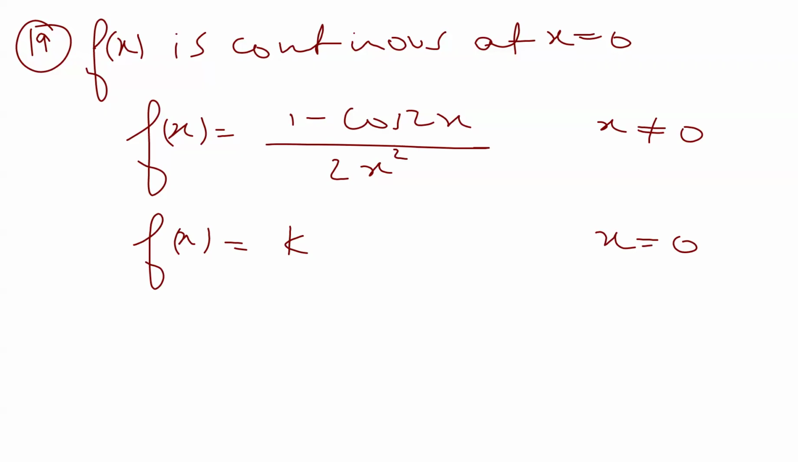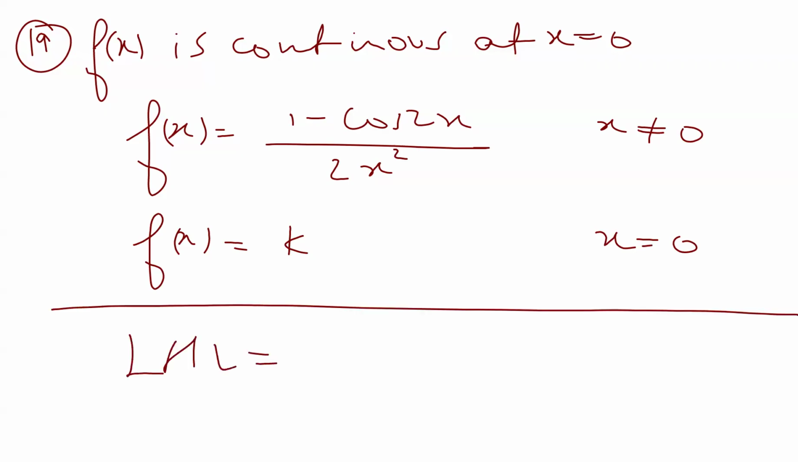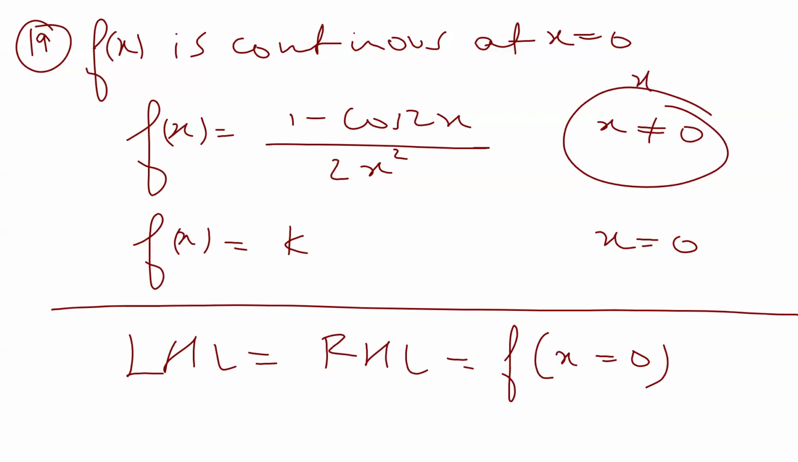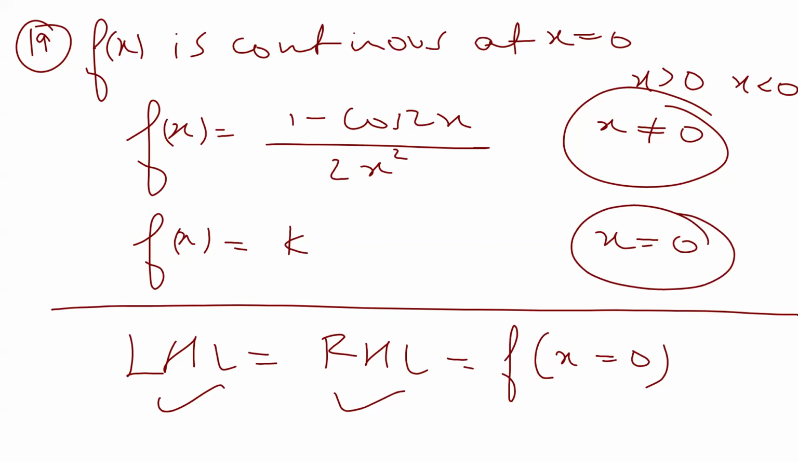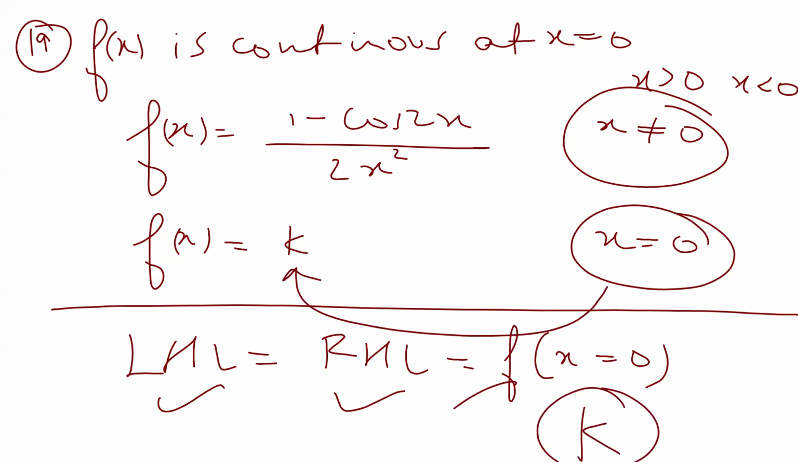Now see guys, since it is continuous at x equal to 0, therefore LHL equals RHL equals f of x at 0. Now see, x not equal to 0 is for both x less than and greater than 0. While proving we have to solve both, but while finding a certain value when it is continuous, solve any one and equate to the value at x equal to 0. At x equal to 0 it is k, so this part is k. Now we'll start with RHL, though you can also start with LHL, no problem.